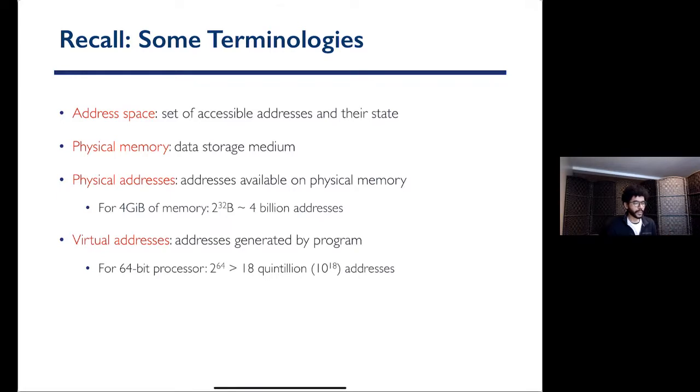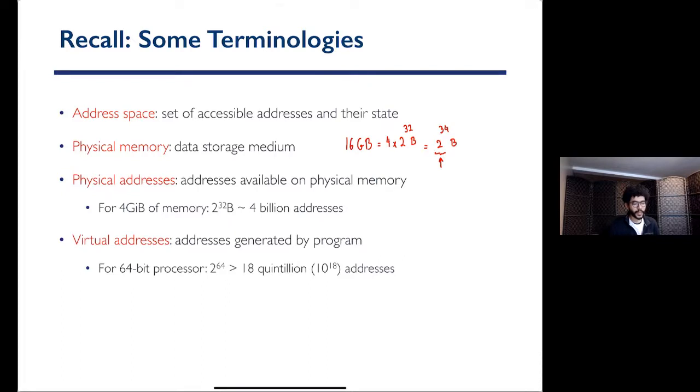If you have 16 gigabyte of RAM, so we can do the math. 16 gigabyte is basically 4 times 4 gigabyte, and 4 gigabyte was 2 to 32 bytes. So that's 2 to 34 bytes. So this is how many different addresses you're going to have, 2 to 34.